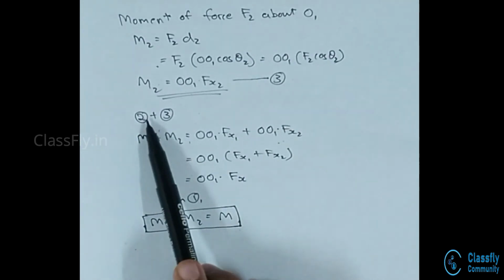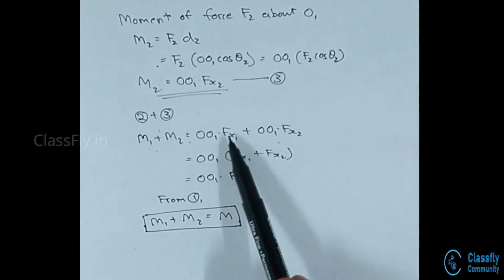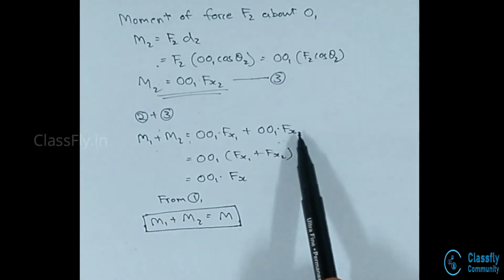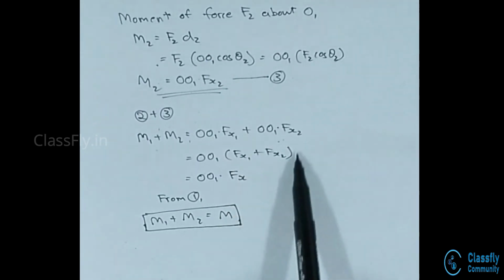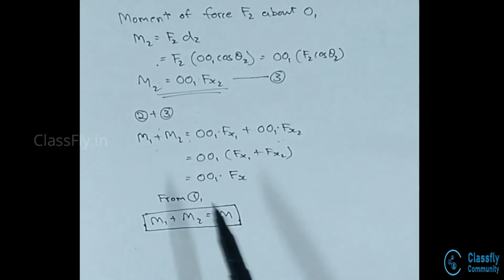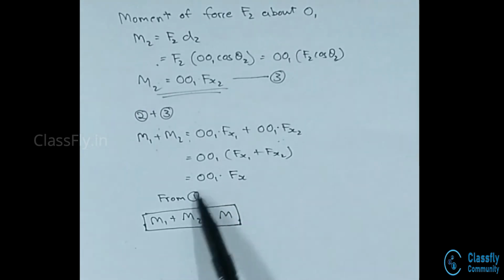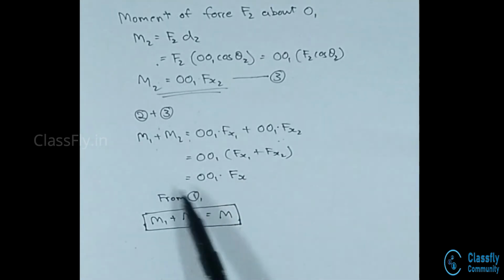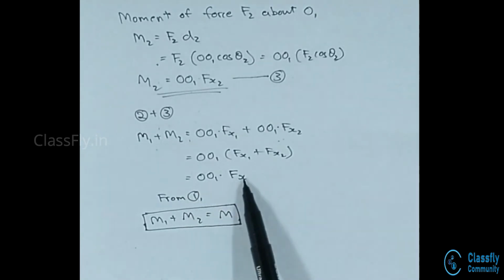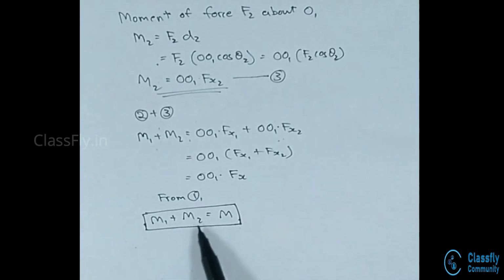Now, adding equations 2 and 3, we have M1 plus M2 is equal to OO1 into Fx1 plus OO1 into Fx2. Now, this is nothing but the horizontal component of the resultant force. Hence, this can be written as OO1 into Fx. From equation 1, we know that the moment of the force F about O, M, is given as OO1 into Fx. Hence, from this, we can write that M1 plus M2 is equal to M.